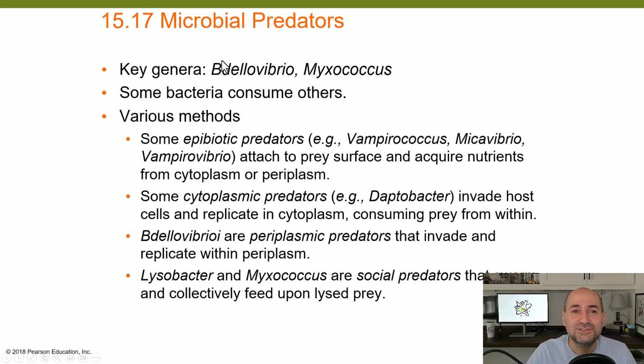Now, moving on to another functional type. These are predators, okay? These are microbial predators. They get their nutrition from consuming, from eating other organisms. Here are a couple of genera, and these bacteria consume others. So for example, Bdellovibrio are periplasmic predators that invade and replicate within the periplasm. So think of almost like the life cycle of a virus.